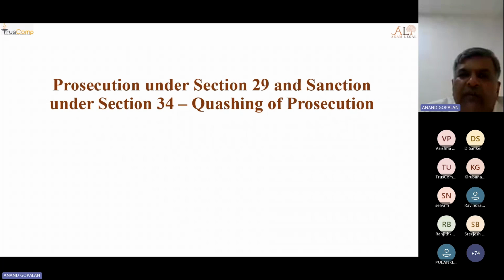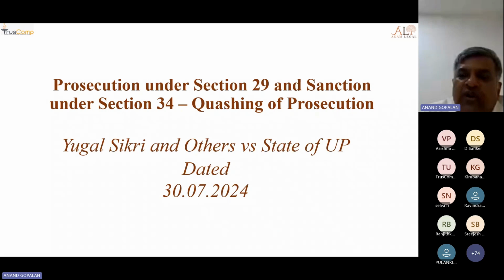Under Section 29 and Section 34, the prosecution has to be initiated by the government. In what context the government can initiate prosecution of an employer, unless there is an award or settlement and it is being breached, and only then a prosecution can be sanctioned, is the question that was answered by the Supreme Court in this case.